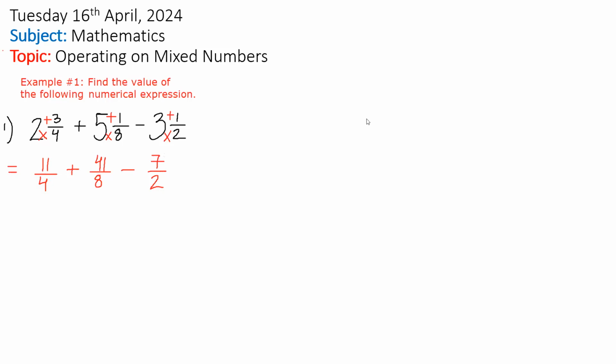What we're going to do now, because we have improper fractions that we have to add and then subtract. So how are we going to do this? What's the first thing we're going to do once we find ourselves in this situation? Find the LCM. Very good. We have to find the LCM of 3 numbers. What are those 3 numbers? 4, 8, and 2.